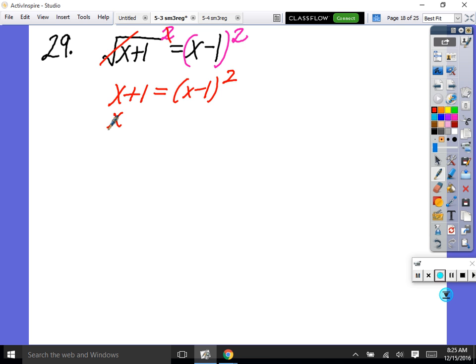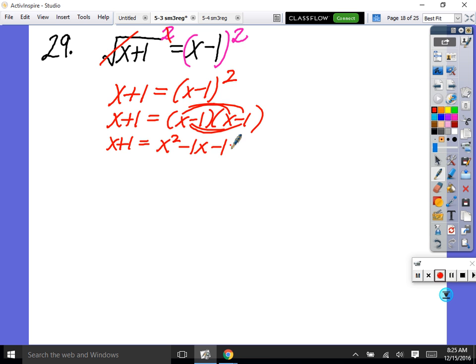So we have x plus 1 equals, this is really x minus 1 times x minus 1. Let's distribute: x squared minus 1x minus 1x plus 1. So what we have is x plus 1 equals x squared minus 2x plus 1. Now you'd say to yourself, how do I solve this?